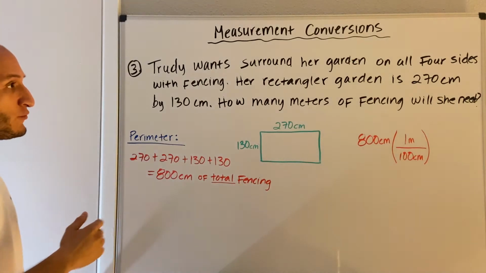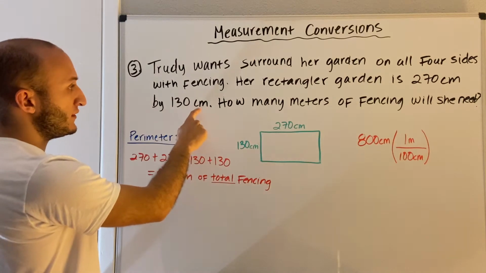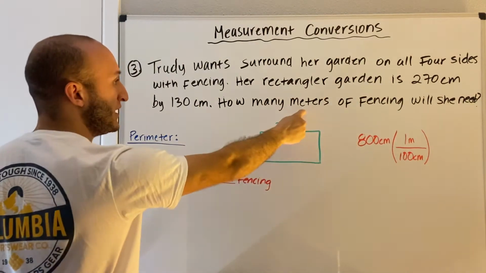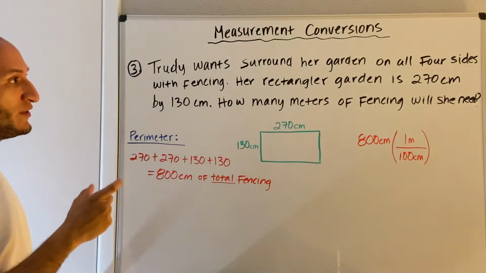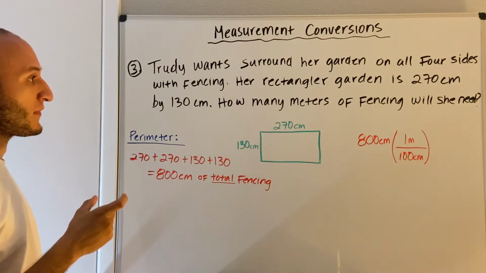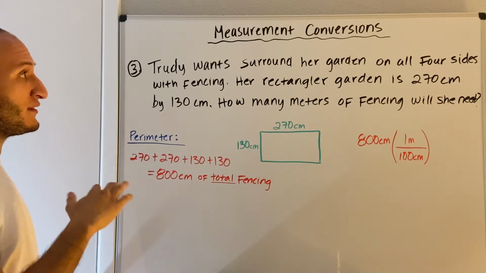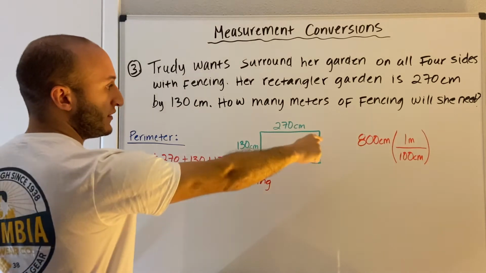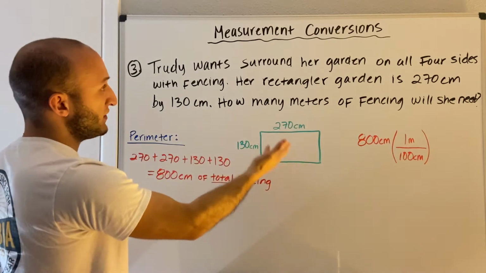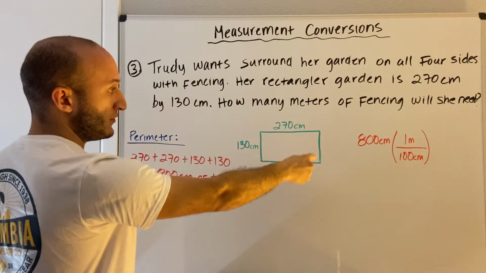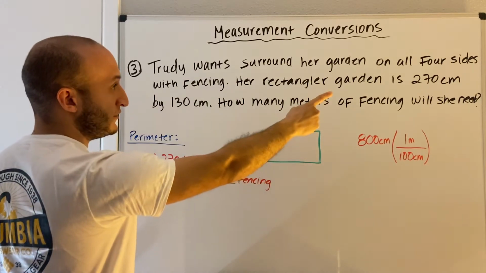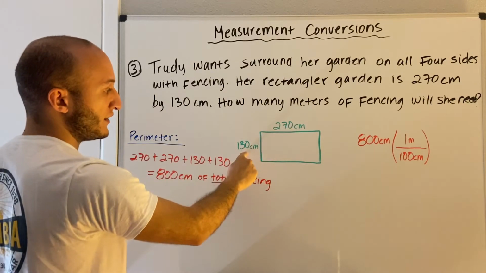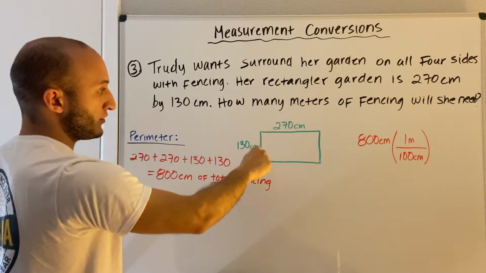Okay, well, as we noticed, the measurements are done in centimeters, but we want to know how much fencing she will need in meters. So this unit of measurement is being converted. This is the whole point of this homework. I drew her garden here, and it says it's a rectangular garden, so I drew a rectangle. The longer side is the 270 and the 130 is the other side. So 270 by 130 is her garden.